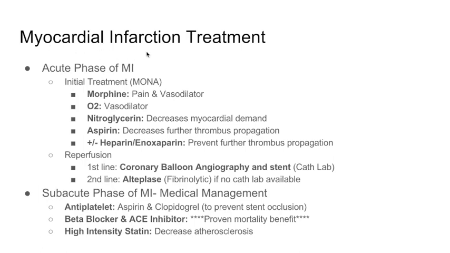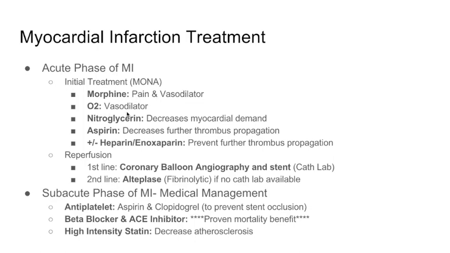In the acute phase of myocardial infarction, the initial treatment that you want to do is using an acronym called MONA. MONA stands for morphine, oxygen, nitro, and aspirin. The first thing that you want to do when a patient is coming to you with a heart attack, you want to give them some morphine. First thing, it helps with the pain, but it's also a vasodilator. It dilates some of the arteries.